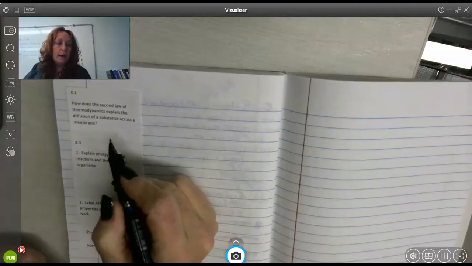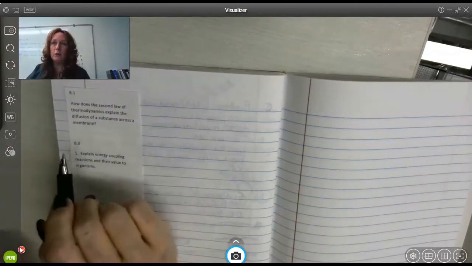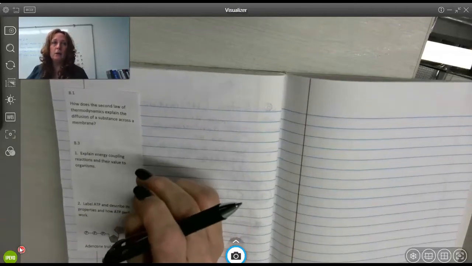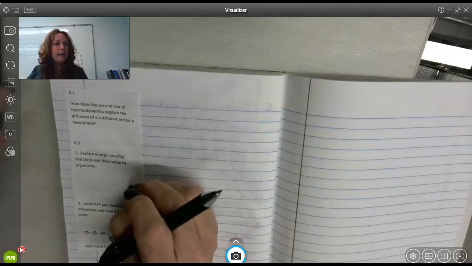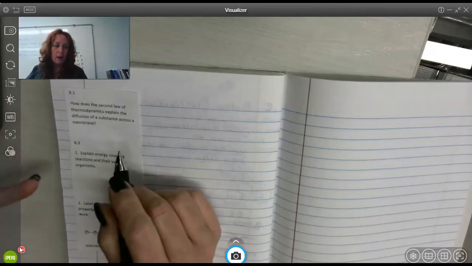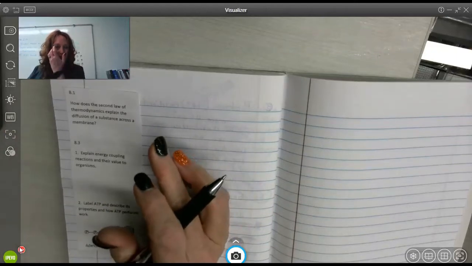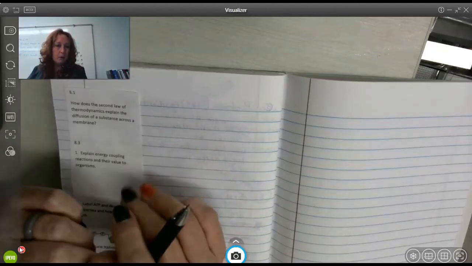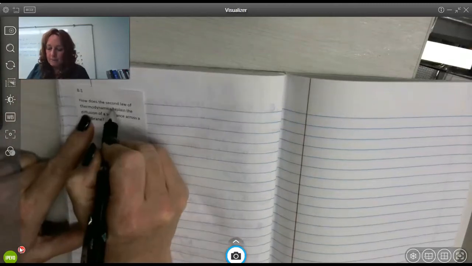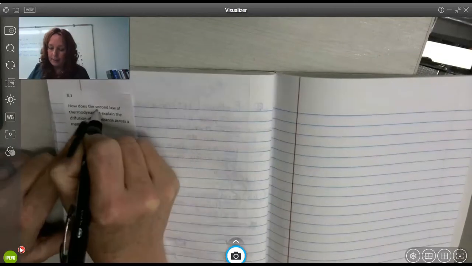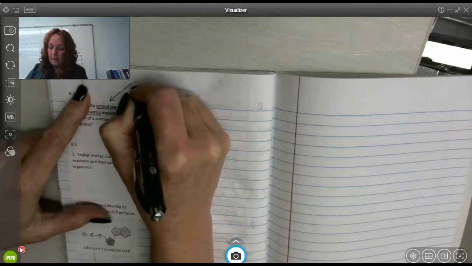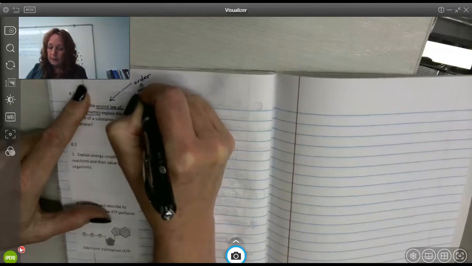So 8.1 has a lot to do with energy and how the cell has to maintain function when there's not a constant input of energy. Also, it deals with some of the other pieces that we learn with thermodynamics about order and disorder. So the second law of thermodynamics, okay, so here we go with the second law, is all about order and disorder.